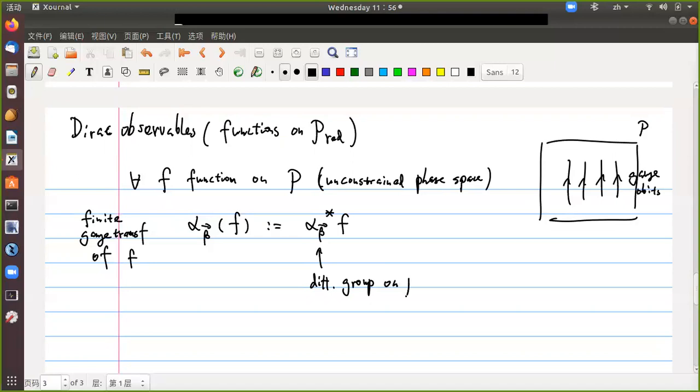Group on phase space generated by the linear combination of Hamiltonian constraint and diffeomorphism. Or more precisely, here it is generated by this abelianized Hamiltonian constraint and diffeomorphism constraint.